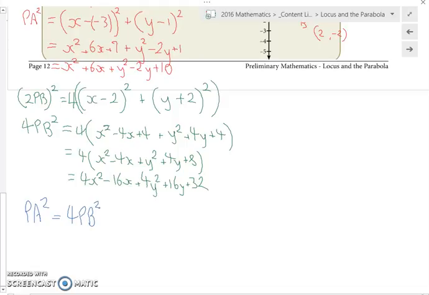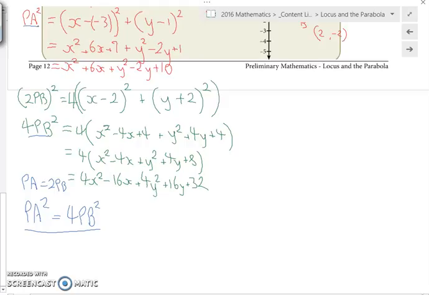Okay, that's what we wrote earlier. That's what came from the question. PA equals 2PB. And then I've just squared them both. Do you remember from the question? We had PA equals 2PB. Then all I've done is square them both so I could use the distance formula. And I've already worked out what PA squared is. And I've got 4PB squared. So I've got that and I've got that. I can now write that down as an equation.